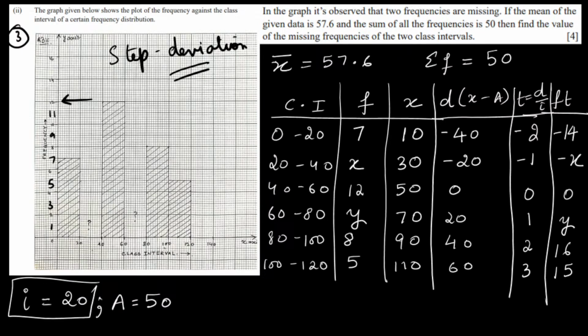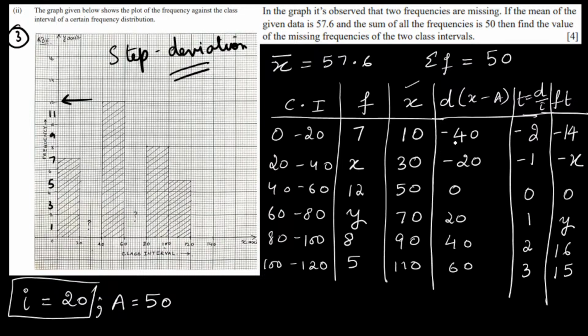So the table I have drawn. First of all, from the graph, I have written the class interval and frequency. From the class interval, I have written the class mark. x is the class mark, found by adding both the upper limit and lower limit and dividing by 2. So I got the class mark. Then the deviation we have found, that is x minus a. So I assumed a as 50.